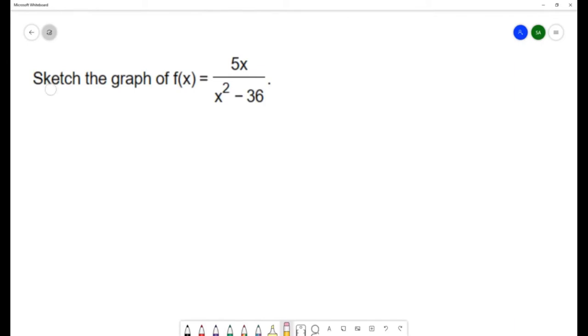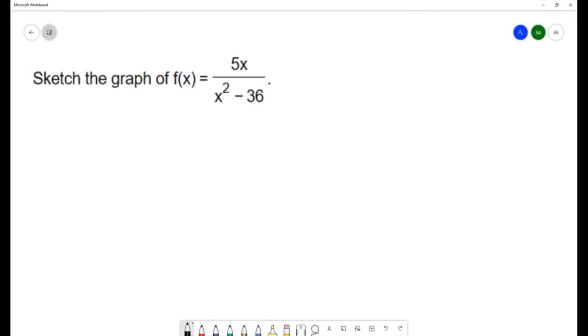We want to sketch the graph of the function f of x equals 5x over x squared minus 36. Now this is a rational function because it has a variable in the denominator. I'm going to start with finding the domain of this rational function. With rational functions, we're concerned about the denominator equaling 0.